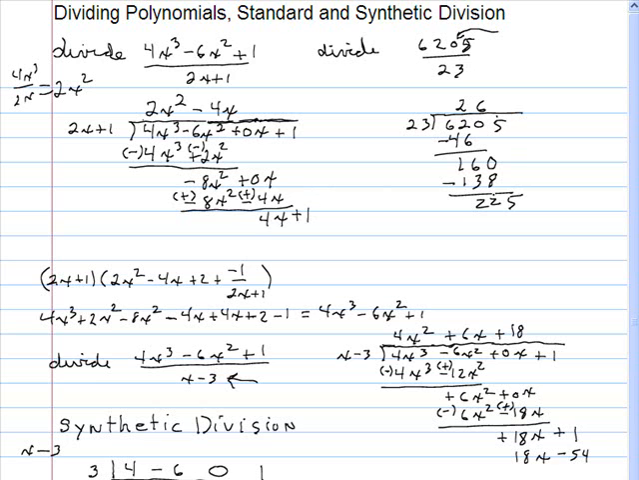23 into 225, almost 10 times, so we'll say 9 times. 9 times 3 is 27. 9 times 2 is 18, and 2 is 20.